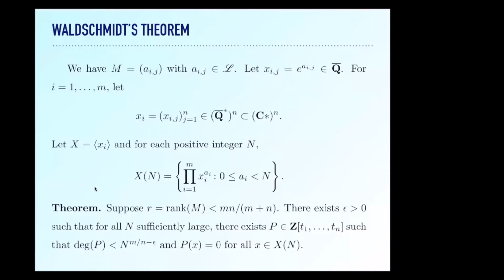And we're going to consider a subgroup of Q-bar star to the n, right? So we're starting with an m by n matrix.